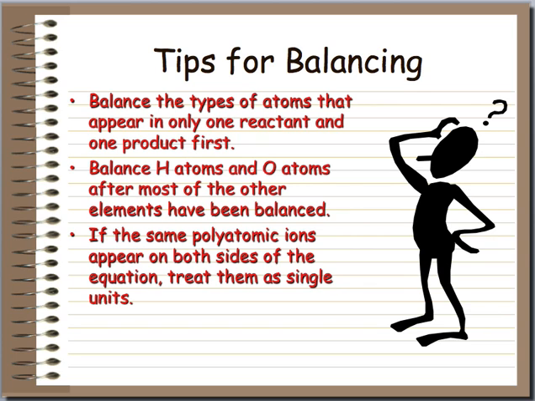If there are the same polyatomic ions, and let's remember those could be nitrate, sulfate, phosphate, hydroxide, and that polyatomic ion appears on both sides of the equation, treat them as one unit. Don't sit there and treat everything as individual atoms if you don't have to.